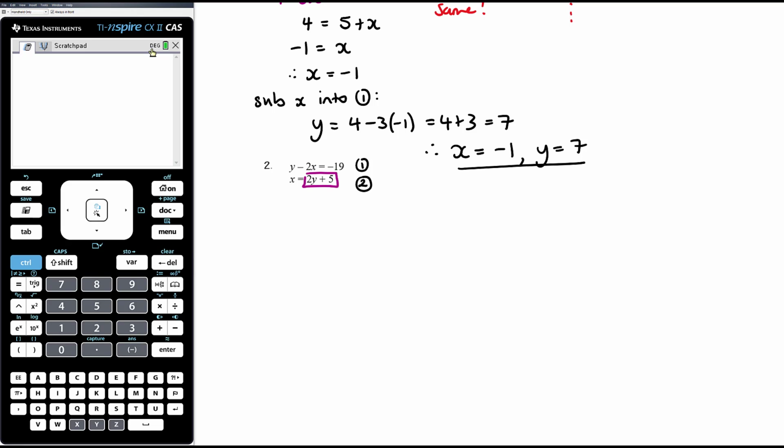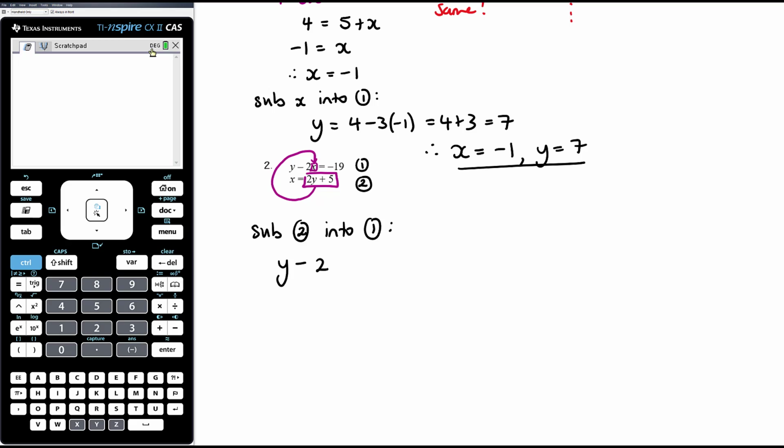So I know that x is the same as 2y plus 5. So I'm going to replace x in the other equation with 2y plus 5. So we're going to be substituting equation 2 into equation 1. Whichever equation has x or y as its subject, that's the one you're going to want to substitute into the other equation. It's set up naturally for that to happen.